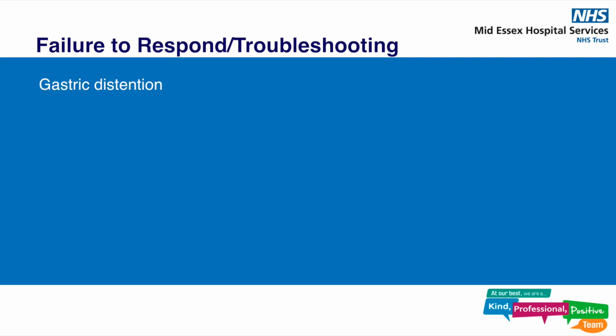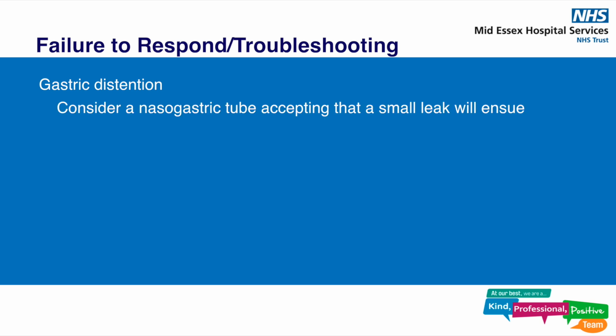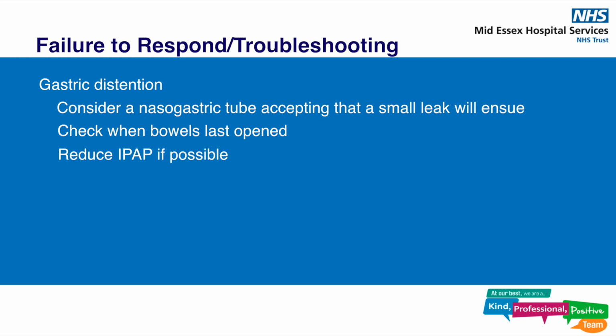If gastric distension is noted or reported, consider a nasogastric tube, accepting that this may increase the leak of the mask slightly. Check when the patient last had their bowels open and treat any constipation appropriately. Reduce the IPAP if possible.